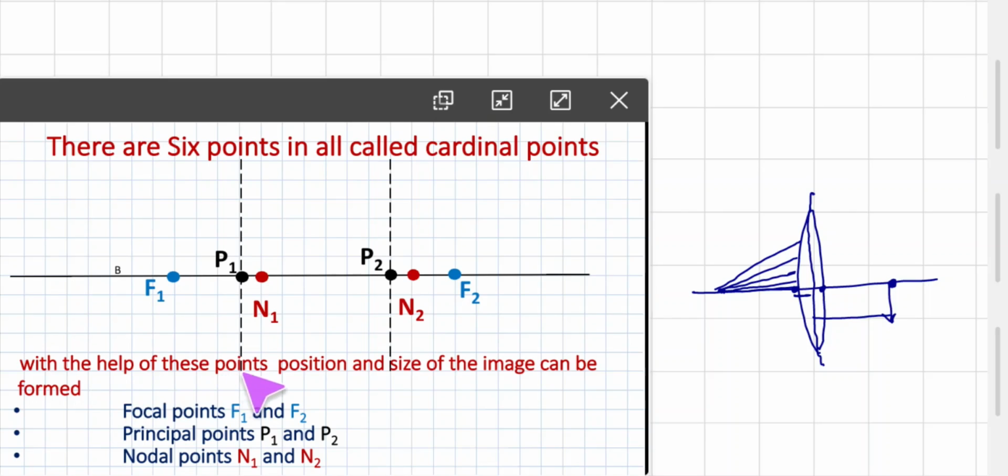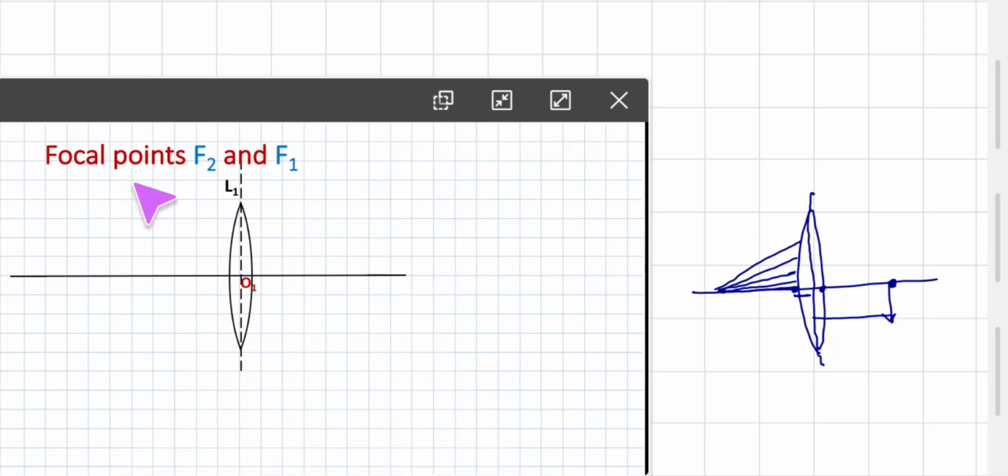See, with the help of these points, the position and size of the image can be found. Now we are going to see how it is exactly done. See, focal points F1 and F2, principal points P1 and P2, and nodal points N1 and N2. See what the focal points are.